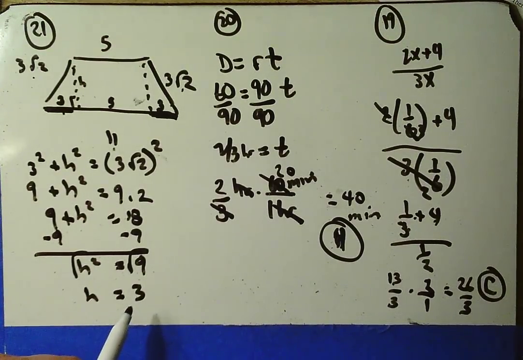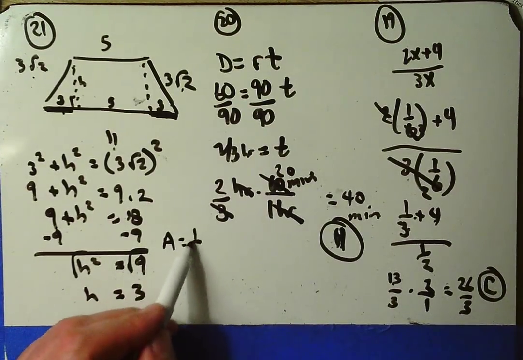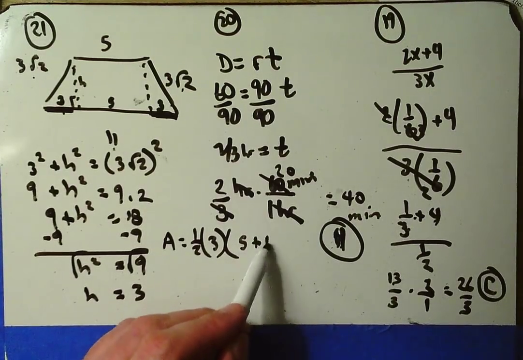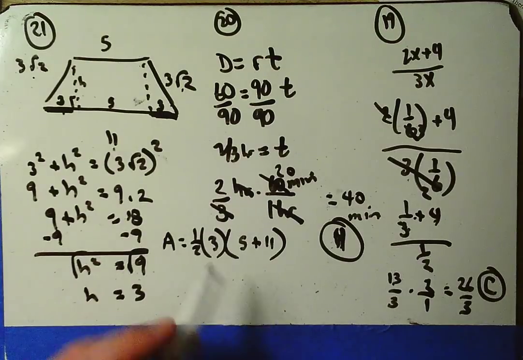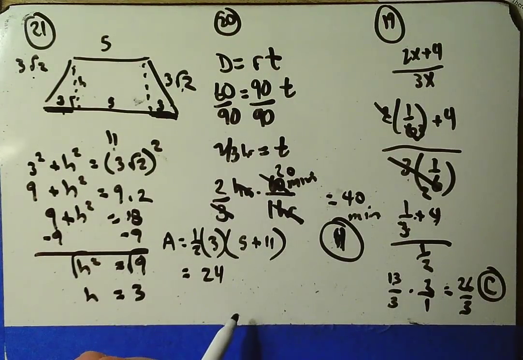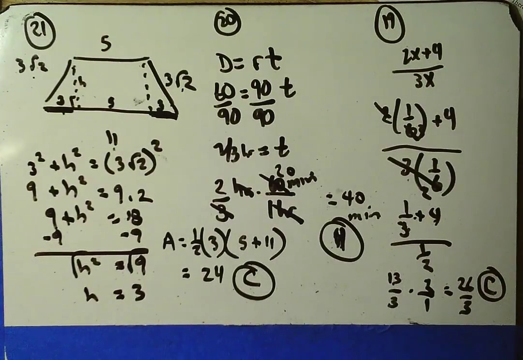H equals 3 corresponds to an area of what? Well, let's use that area formula. Area is 1/2 the height, base 1 plus base 2. So I end up with 24 as the area, which corresponds to choice C. C for number 21.